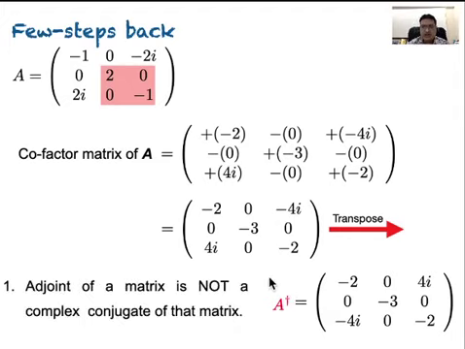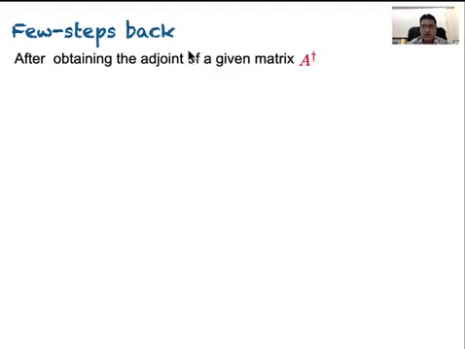This adjoint is not the complex conjugate of that matrix. Remember, this is an important notion that you have to keep in your mind: the adjoint of a matrix is not equal to the complex conjugate of a matrix. These are two different identities. Once you have obtained the adjoint of a matrix, the inverse of a matrix is defined as the adjoint of the matrix divided by the determinant of A. That's how it is defined.